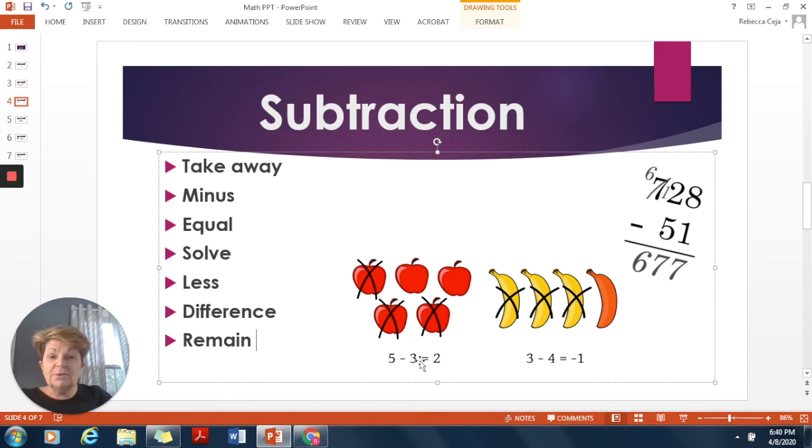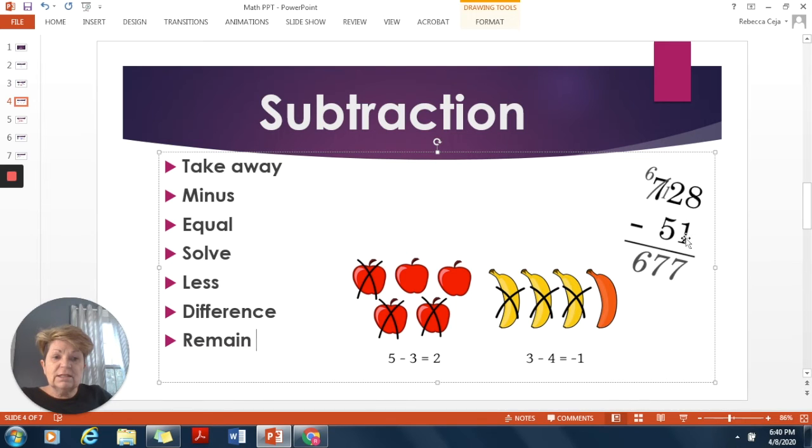Here are some examples of how we could work that out. It could be if we have 5 and we're taking away 3, we X out 3 and we have 2. So let's look at the symbols that are being used. This is a minus sign and this is an equal sign. So 5 minus 3 equals 2. And of course, that's a very basic problem. Now we can look at the more complicated subtraction.